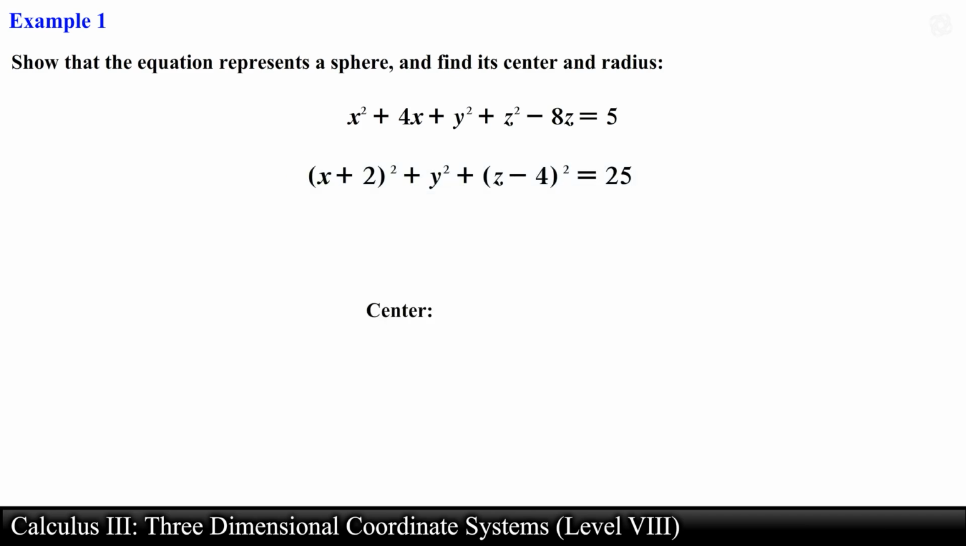The center of the sphere has coordinates equal to h, k, and l. In this case, the center has coordinates negative 2, 0, and 4. Remember that the values of h, k, and l have opposite signs than the ones expressed in the equation.